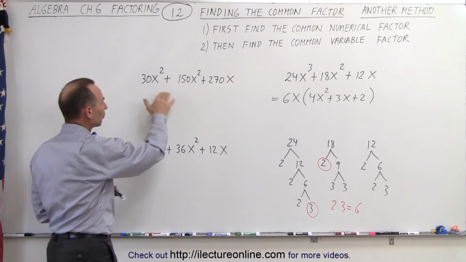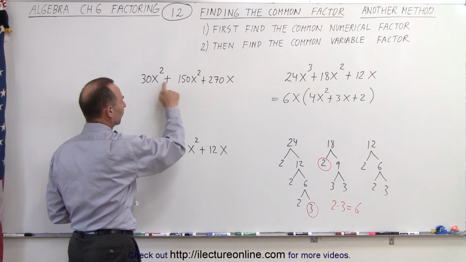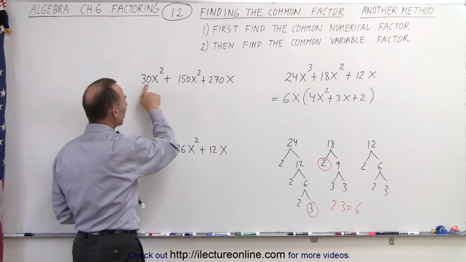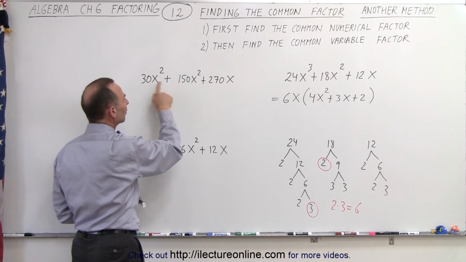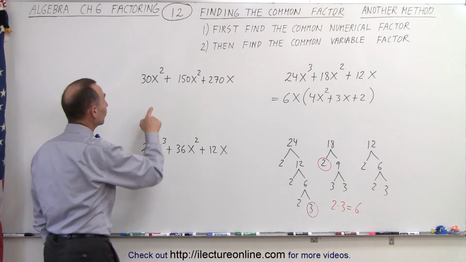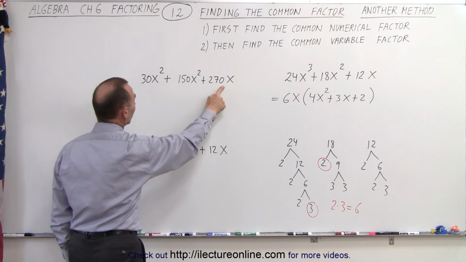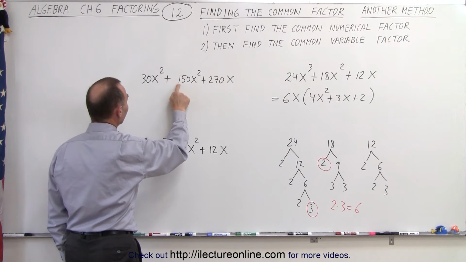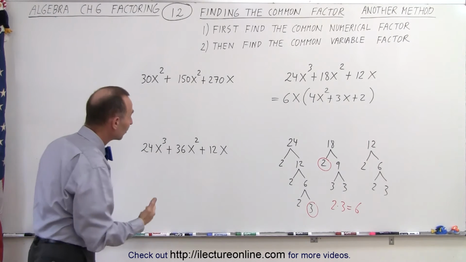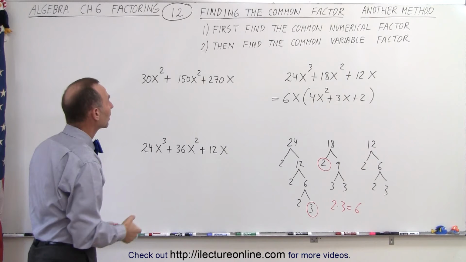When you take a look at this over here, notice that these are fairly large numerical coefficients. And notice that the smallest one, 30, evenly fits into 150 and 270. The way you can quickly check is notice that if you get rid of the zeros everywhere, 3 goes into 15 5 times, and 3 goes into 27 9 times. So you can see that, yes indeed, 30 would be the common factor.